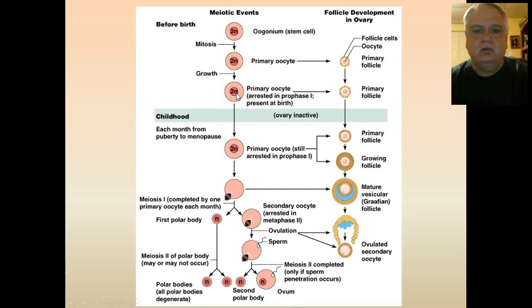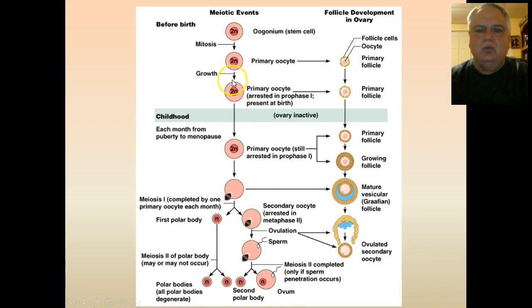46 chromosomes, or 2 sets of 23, right? 2n, 2 sets of 23. So when this oogonium undergoes mitosis, this results in the formation of a primary oocyte, which then becomes encapsulated inside this follicle. So this would be a primary, or this might be a primordial follicle.